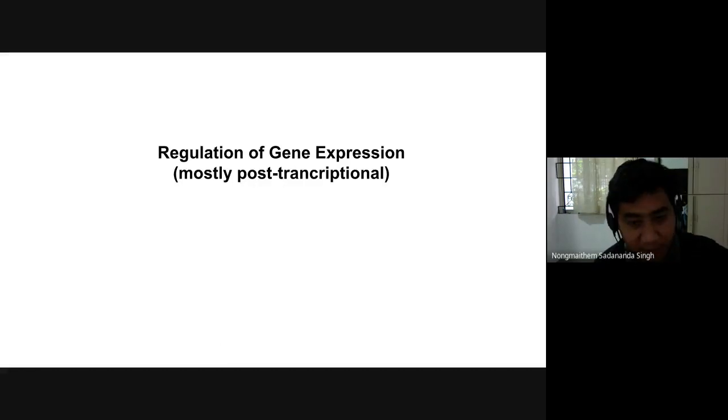Let's start. Today, let's look into a little bit of gene regulation, mainly post-transcriptional regulation. Some of the examples, and we'll wind up the course today. And today will be the last class.